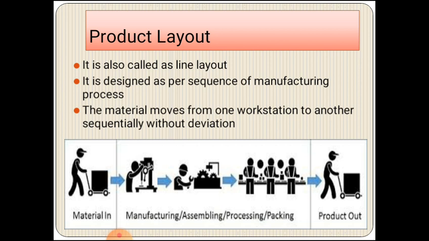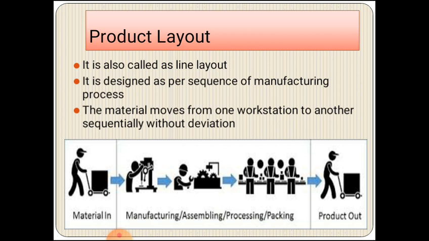In it, the machineries required for manufacturing are arranged in a line, in the flow required for manufacturing a product. It is designed as per the sequence of the manufacturing process. So the design of the layout is arranged according to the sequence required for a product. There is no backward movement of the material fed into the manufacturing process. It is always a forward movement of material in a line or in a flow.